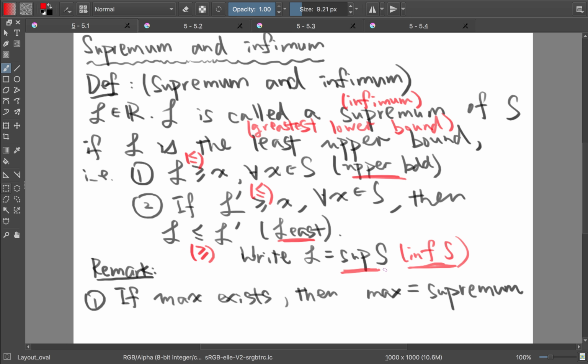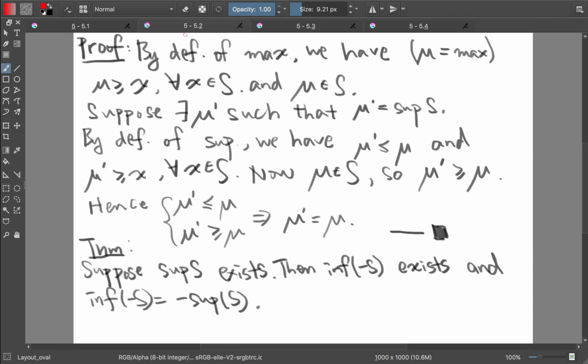And here is a remark about supremum and infimum. If the maximum of a set exists, then the maximum is indeed the supremum of that set. How to prove it? Well, first of all, by the definition of maximum, we have mu greater than or equal to x for all x inside S. Here, mu is our maximum. Also, by the definition of maximum, we know that mu lies inside S.